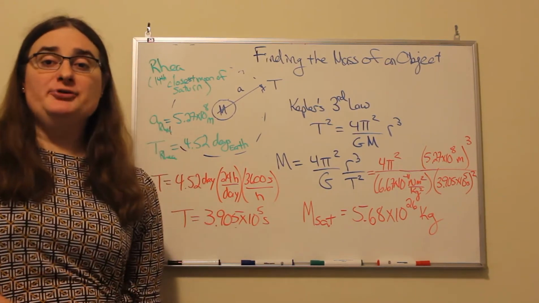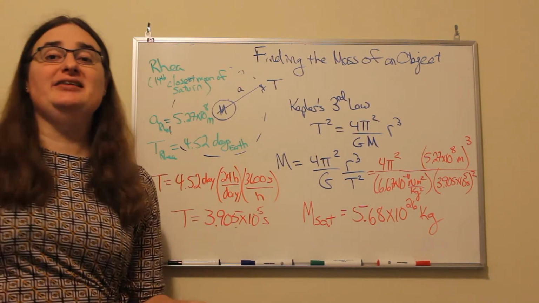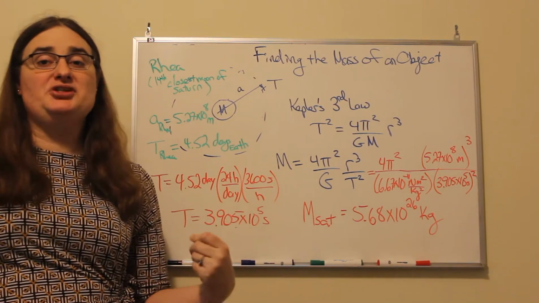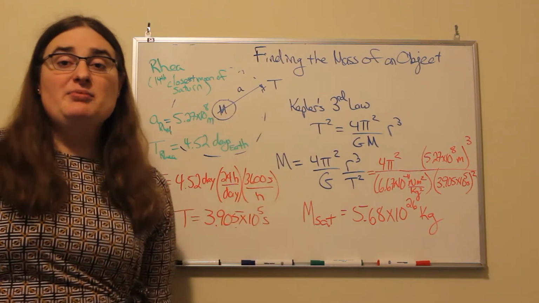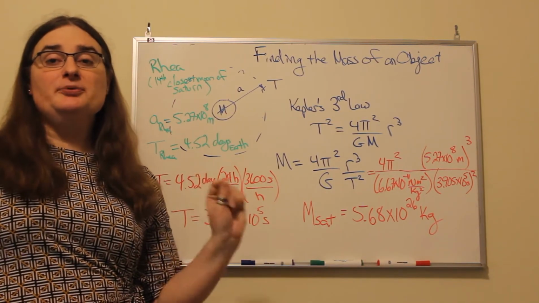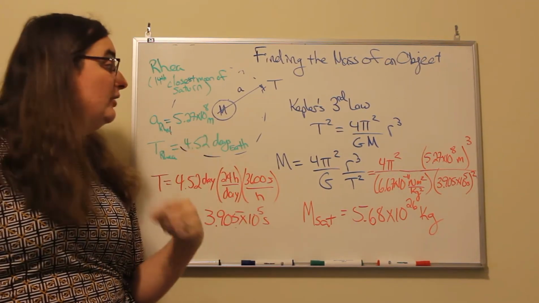But with Kepler's laws, it turns out as long as you can find a satellite, whether it's natural or artificial, orbiting around an object long enough for you to determine the semi-major axis of the orbit and the period of the orbit, you can use Kepler's third law to figure out the mass of the object that's being orbited.